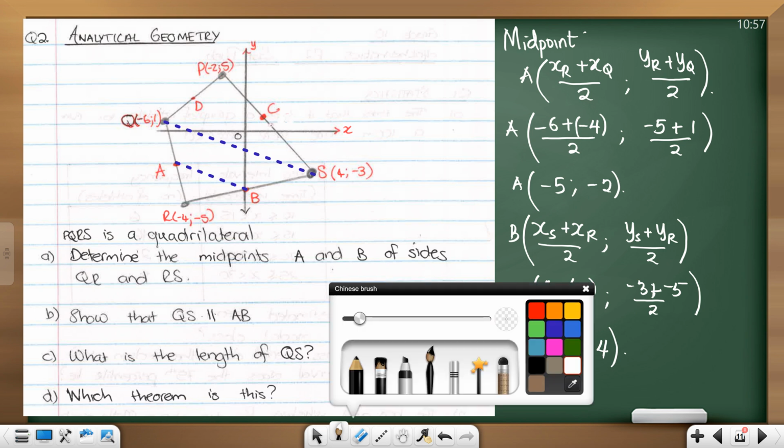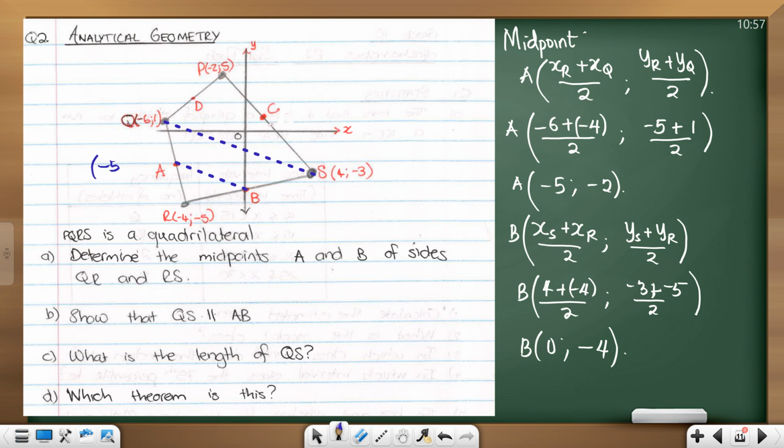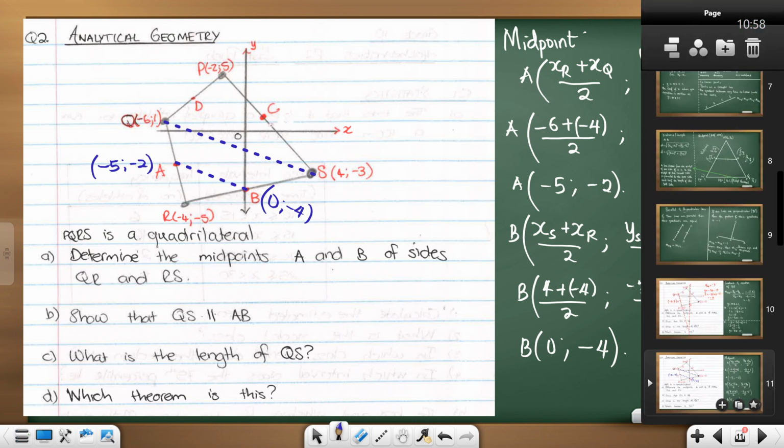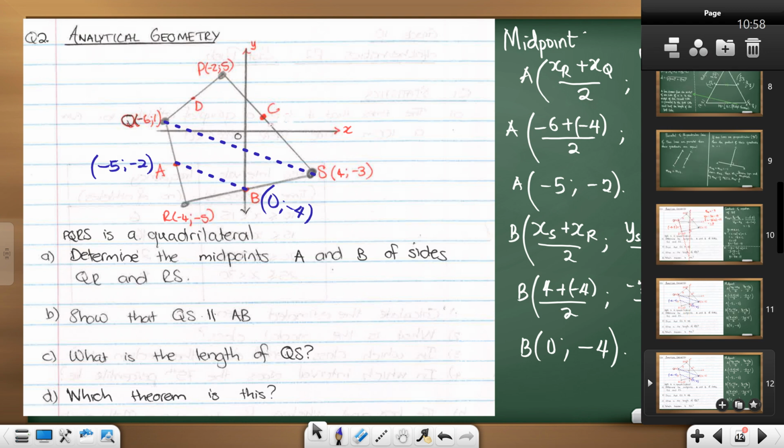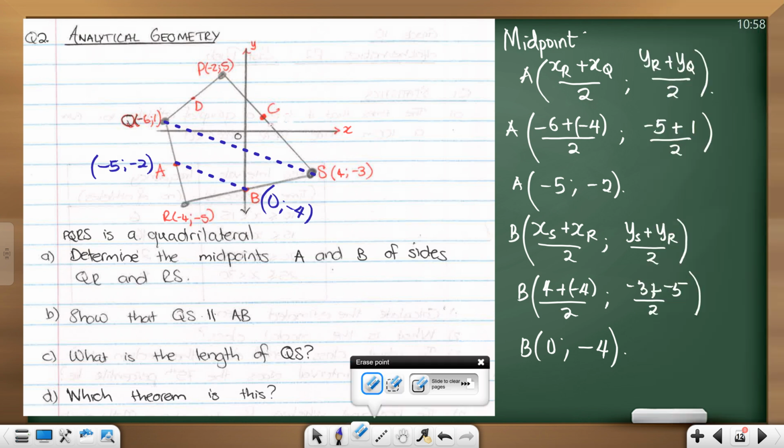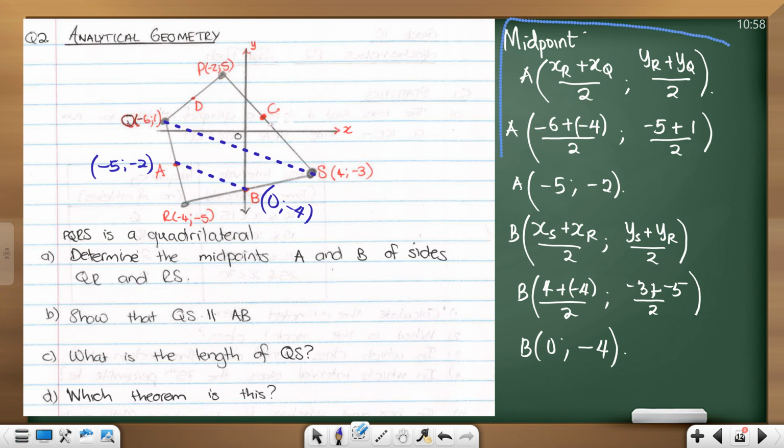But don't we have A and B already? We do. What's the coordinate of A? Right? What's the coordinate of B? All right. Okay, so someone find the gradient of QS while the other person finds the gradient of AB. Let's work like that. Make it fast. Which one are you taking? Okay, let's make it fast. Gradient of QS and AB. We are trying to show that they are parallel, so you must know those properties.